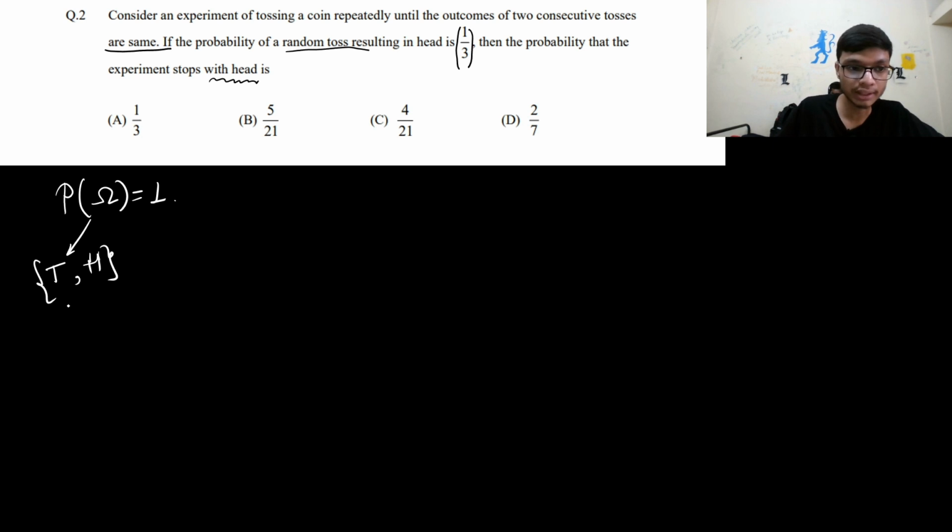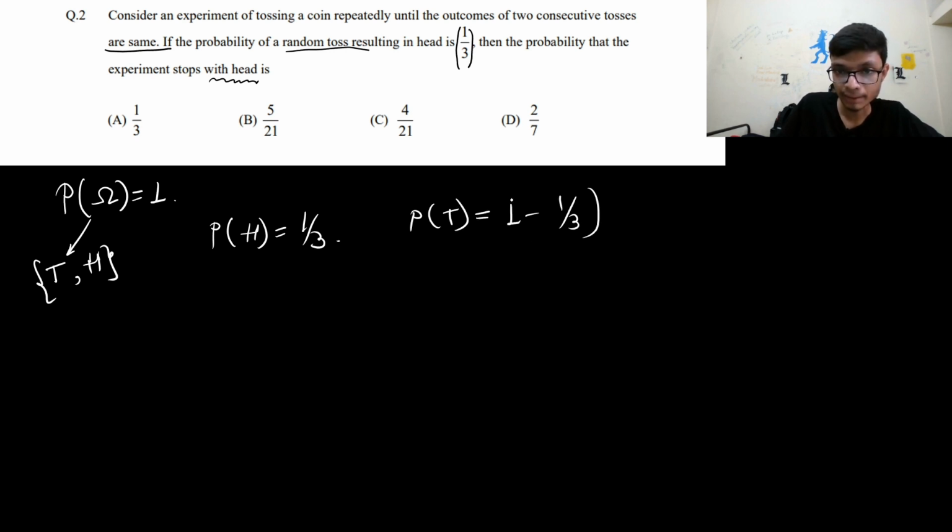Okay, that means both of these will constitute the entire sample space. That means if I write the probability of getting a head on a random toss of a coin is 1 by 3, then the probability of getting a tail on the random toss of a coin will be 1 minus 1 by 3, that is equal to 2 by 3. I hope you have understood this concept.